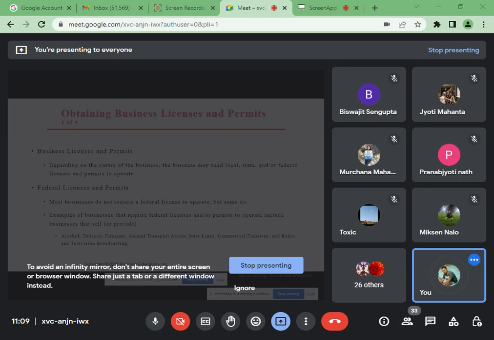So, what is a federal license and permit? Most businesses do not need a federal license to operate, but some do. Examples of businesses that require a federal license and permits include businesses that sell or provide alcohol, tobacco, firearms, animal transport across state lines, commercial fisheries, and radio and television broadcasting. So these are examples of businesses which require a federal license and permits.